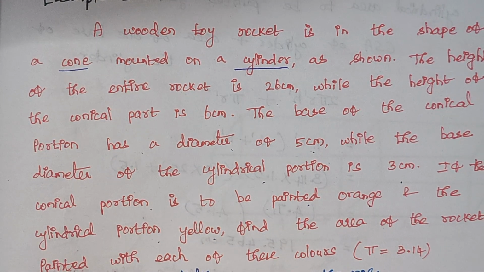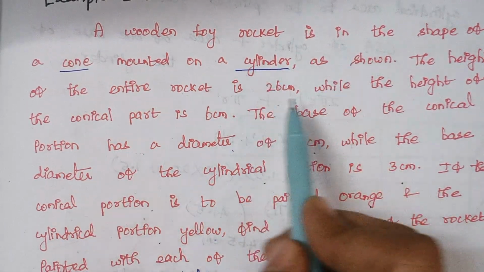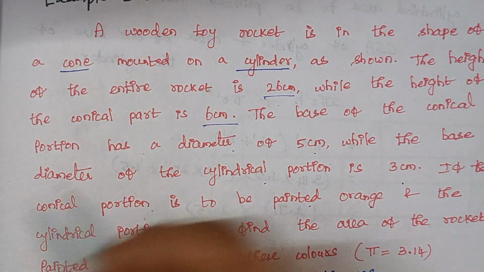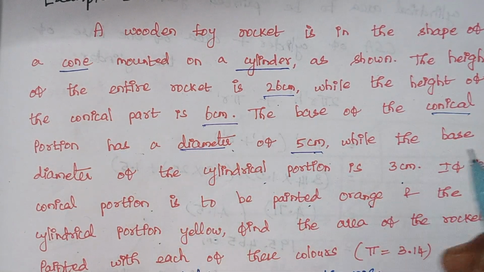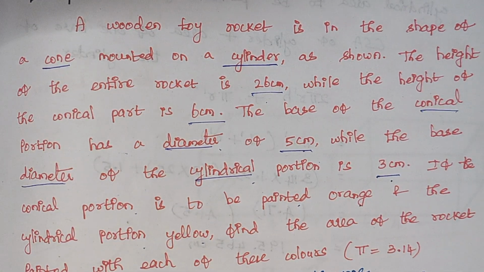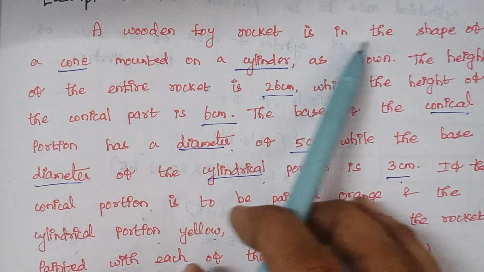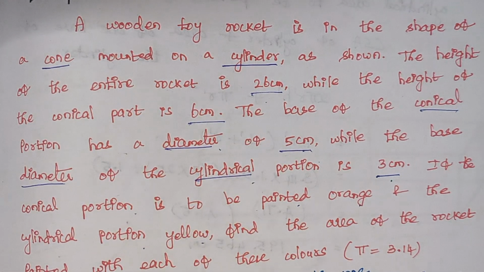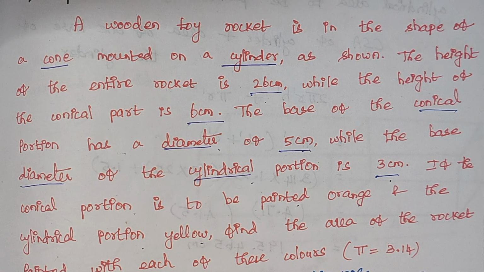And what are all the given data? The height of the entire rocket, that is the height of both cone and cylinder, is 26, and the height of the cone is 6. And diameter is given. The conical diameter is 5 and the cylindrical diameter is 3. That's it. These are all the given parameters. A wooden toy rocket is in the shape of a cone mounted on a cylinder. So here we have a cylinder, and on the top of the cylinder we have a cone.